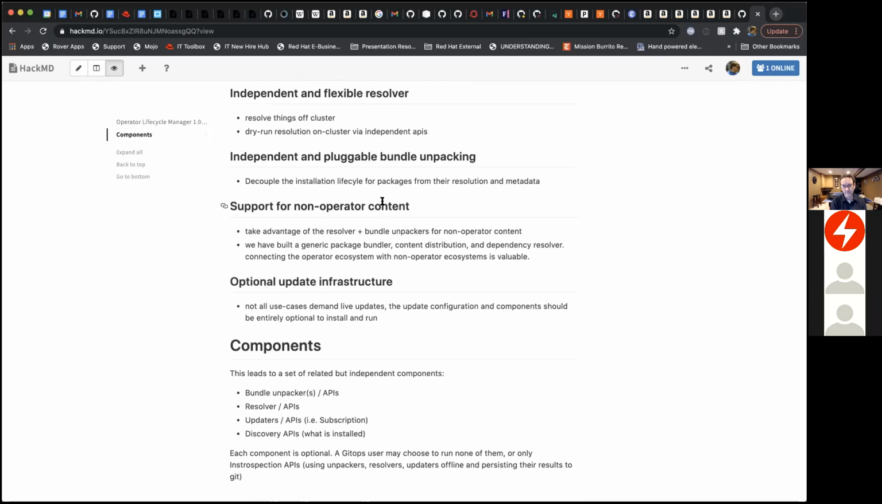But I think that makes more sense if the resolver is an independent component. Independent and pluggable bundle unpacking. We have discussed this multiple times over the past couple of years, being able to have other bundle types. We spent a while, a year and a half ago, I think, looking at Helm as a bundle type.